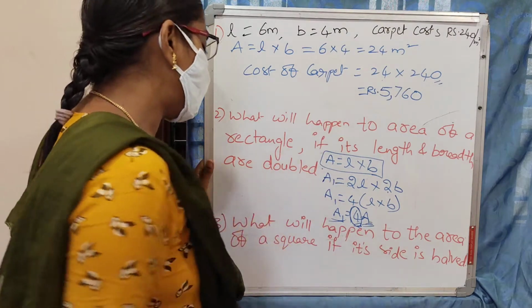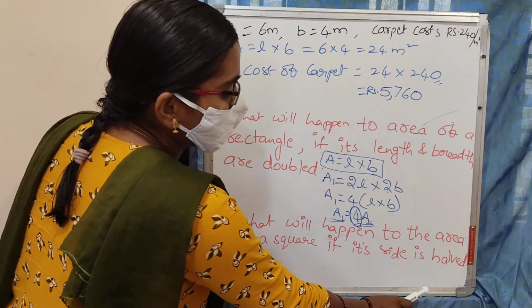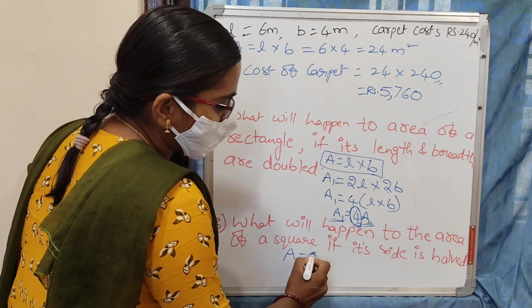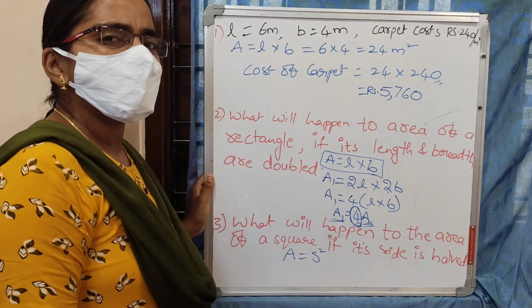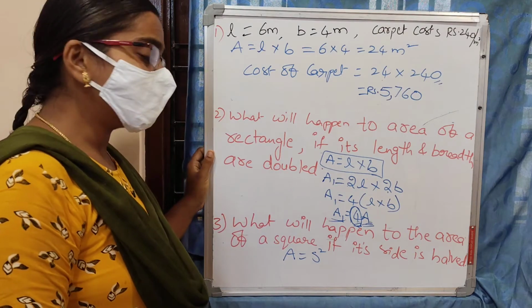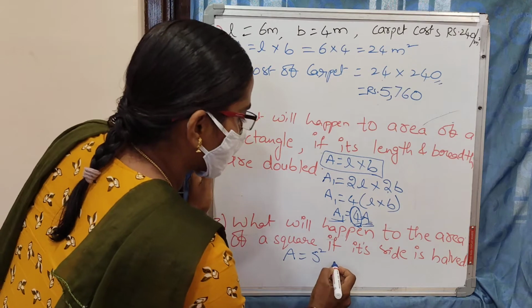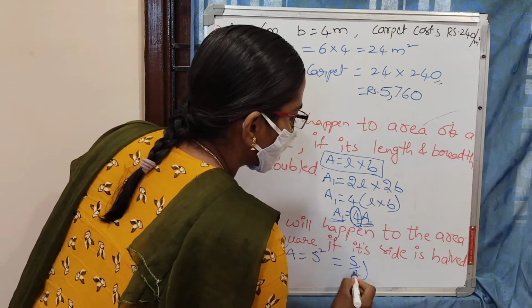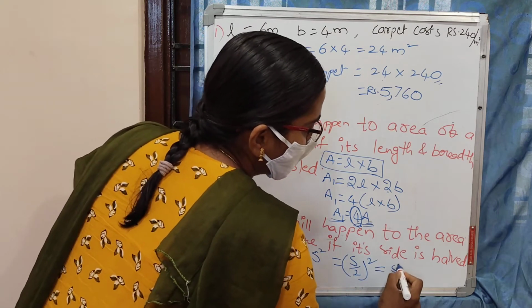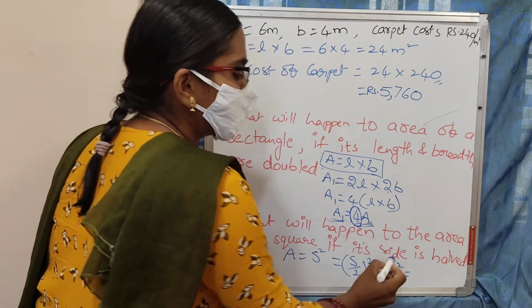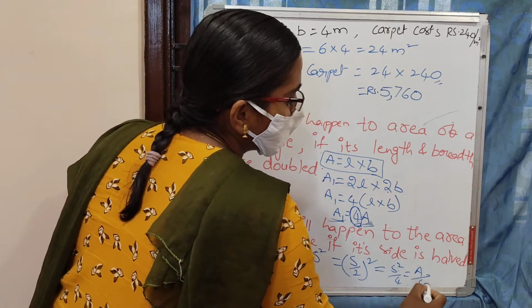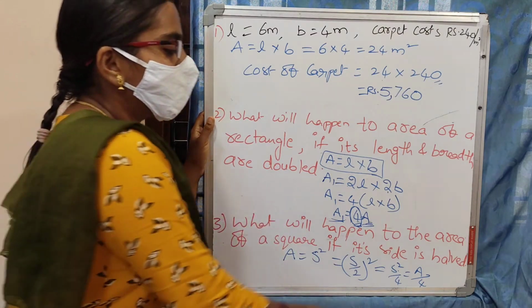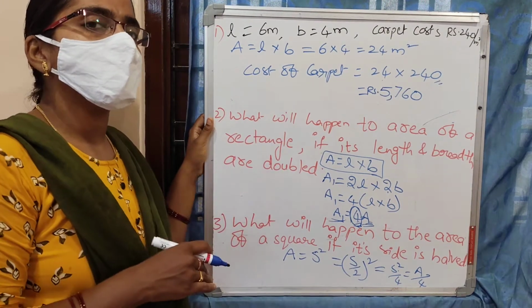Next, what will happen to the area of a square if its side is halved? The area of a square is S square. Why? Because in a square all sides are equal, and its side is S. So when we halve the side, it becomes S by 2. So the area becomes (S by 2) whole square, which is S square by 4. That means S square is the area of the first square, A, so the new area is A by 4. So if you halve the side of a square, the area decreases by 4 times.